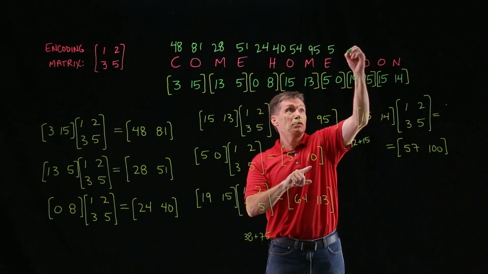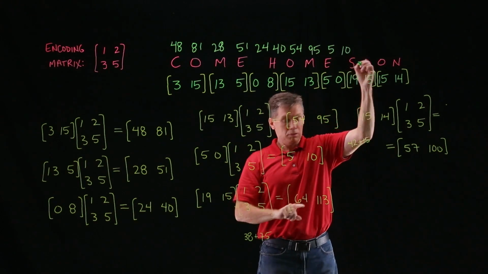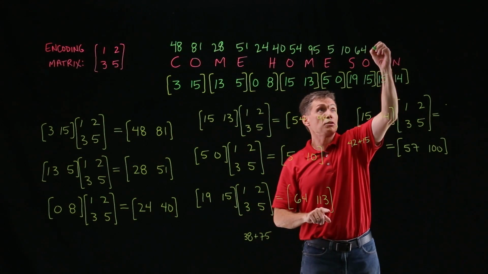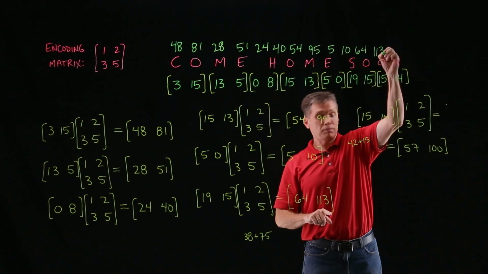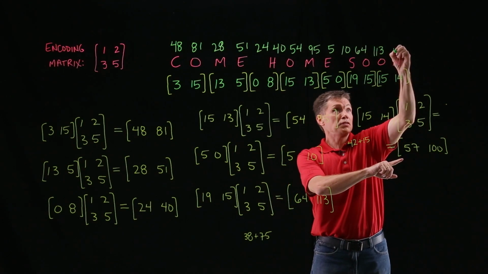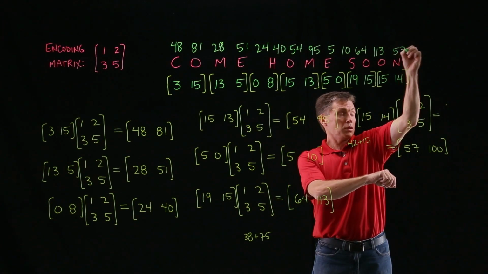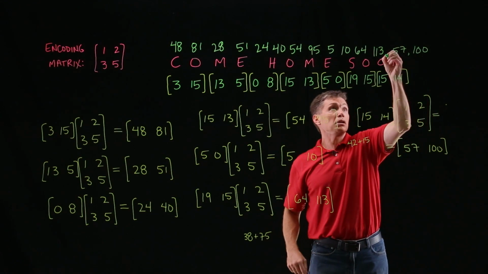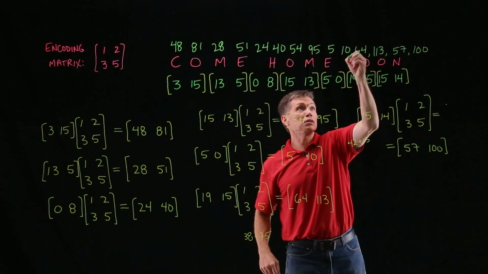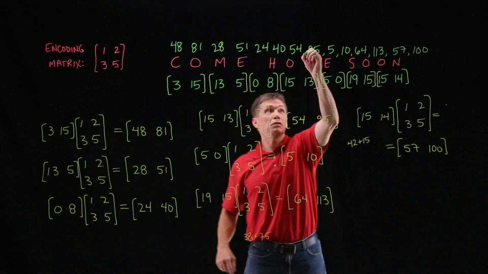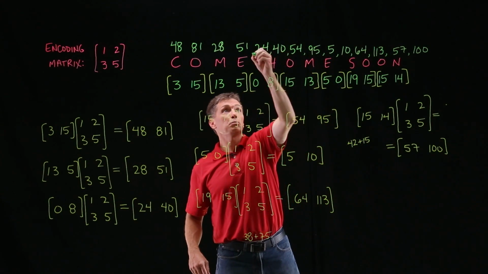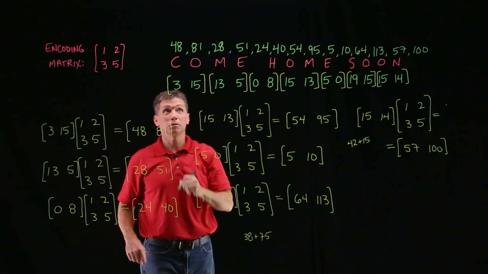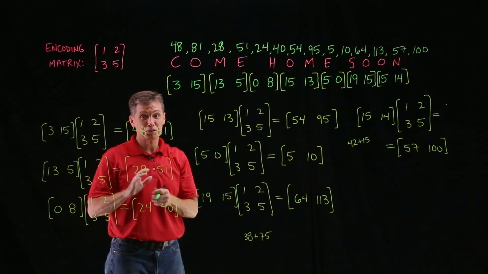5, 10, 64, 113, and then the 57 and the 100. And just to try to make it real clear, let me put commas in between those numbers so you can see each of them separately. And that's my coded message. Okay? Hope that helps. Try some on your own.